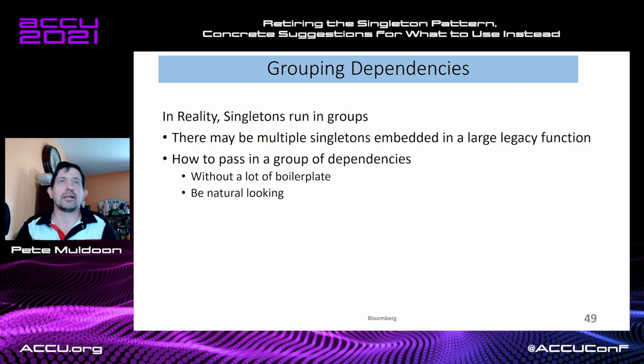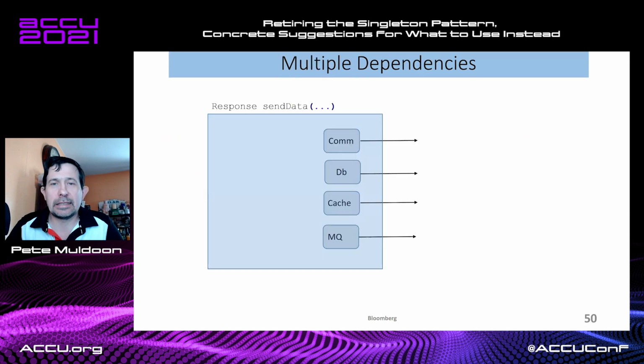I've got a bunch of dependencies I need to pass in now. I don't want to do it with a lot of boilerplate or something that's really strange to look at. I want it to be simple looking. How will I do that? Well, let me take my first crack at it. Again, here's the dependency graph inside of the send data. I'm going to have COM, database, cache, and MQ to do with the data.